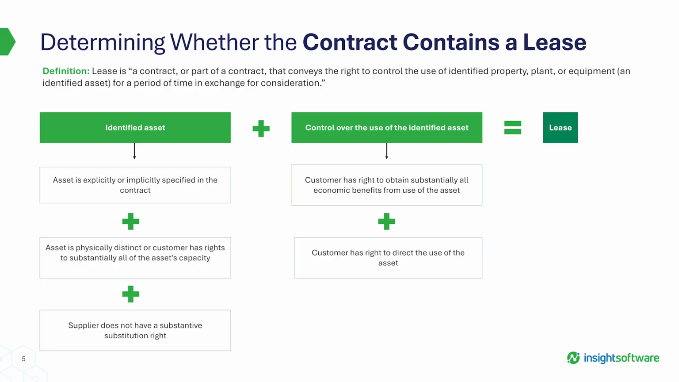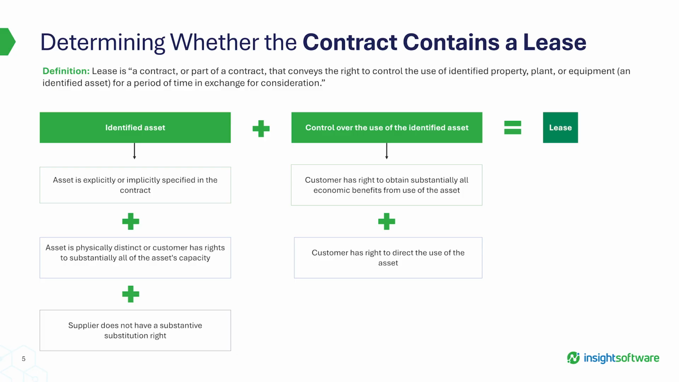Next, the supplier does not have a substantive substitution right. So if the supplier, in this case, that's you as the lessor, can substitute the asset at will, and if the supplier would benefit economically from the substitution, then the contract likely does not contain a lease. What you're providing is a service, and the specified asset used to provide that service is at your discretion then.